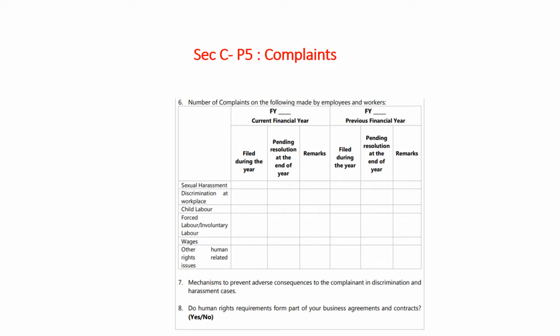And next is about whether human rights requirements form part of your business agreements and contracts. So whether it is sourcing or any other outsourcing, whether your value chain partners are also aware and implementing the human rights requirements.